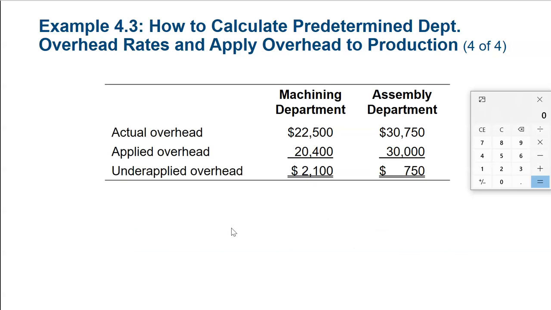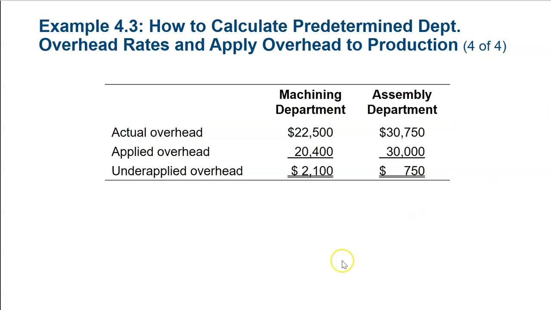And here is our variance. Actual overhead, if you recall, from the machining department was 22,500. We applied 20,400 with our formula, and so we have underapplied overhead of $2,100. In the assembly department, actual overhead was $30,750. We applied overhead of $30,000, so we have underapplied overhead of $750.